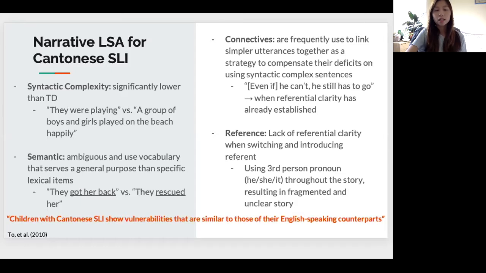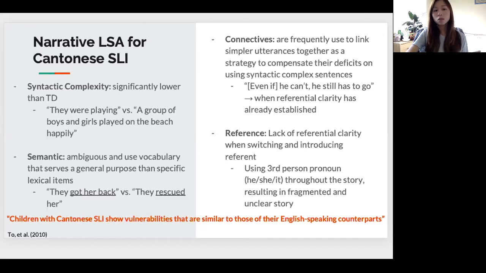And lastly, in terms of reference, CSLI children had difficulty with switching and introducing reference, as characterized by using third-person pronoun throughout the story. Since third-person pronoun is not gender-specific in Cantonese, overusing them without establishing the reference can cause confusion to the listeners and leave the story fragmented and unclear.